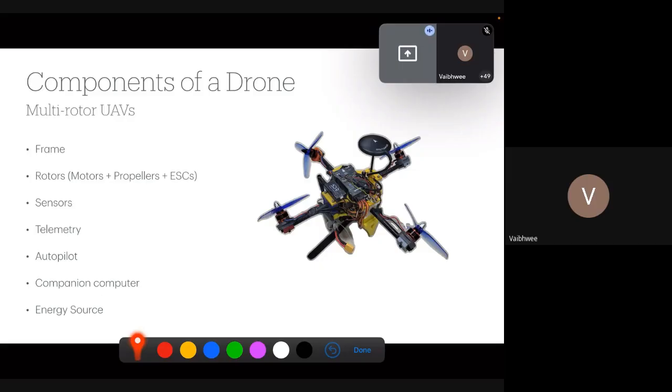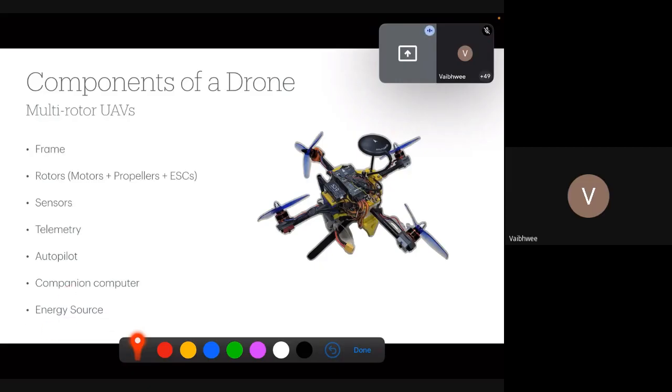Then you have an autopilot, which is primarily responsible for controlling the drone. You have a companion computer, which is attached to the autopilot and is responsible for taking higher order decisions. And then, of course, the energy source.